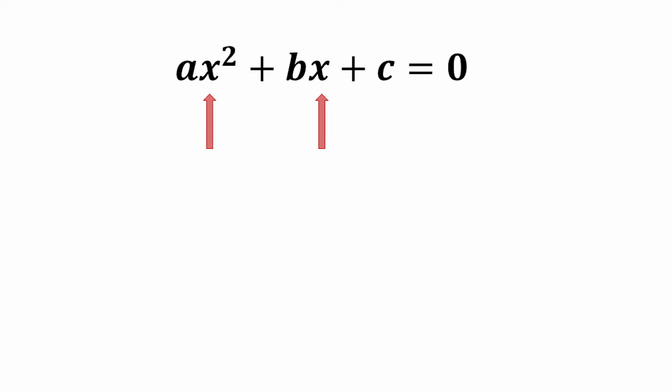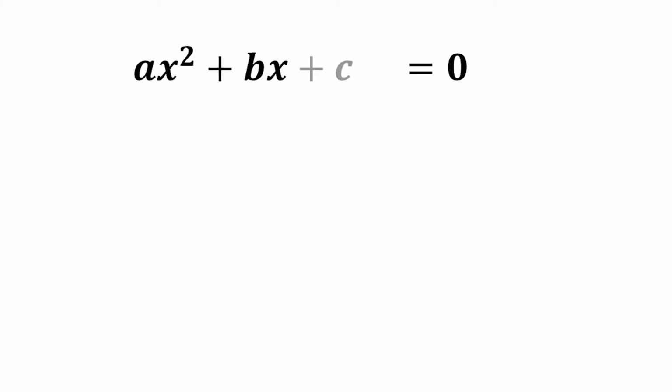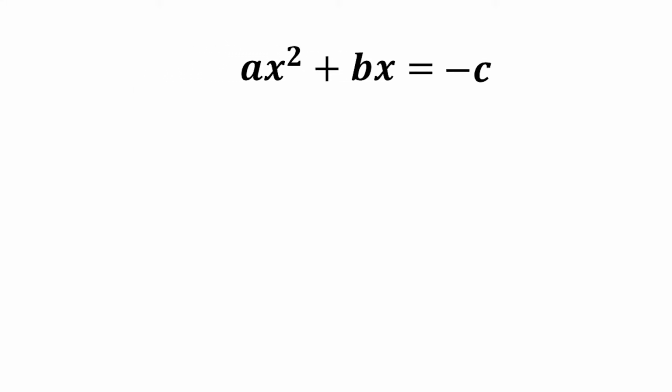We are going to learn where the quadratic formula came from. We will start by looking at a standard form quadratic equation. We want to try and determine what is the value for x. We will start by subtracting c from both sides so that you have ax squared plus bx equals negative c.